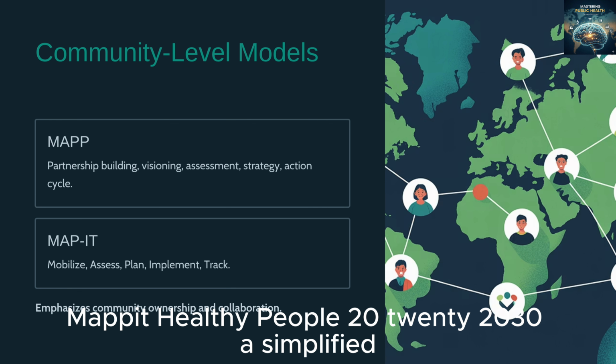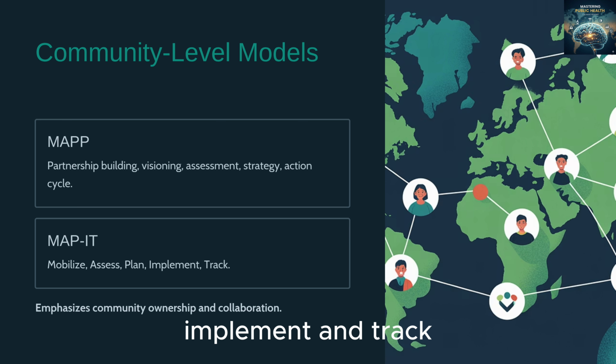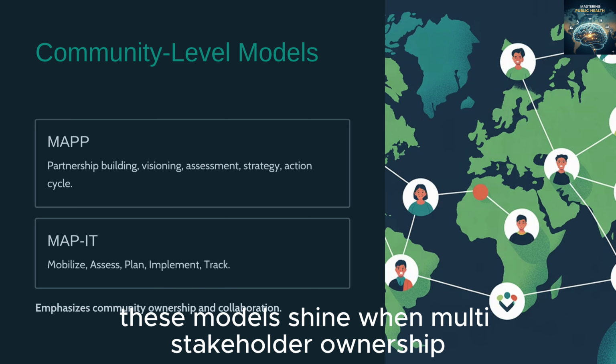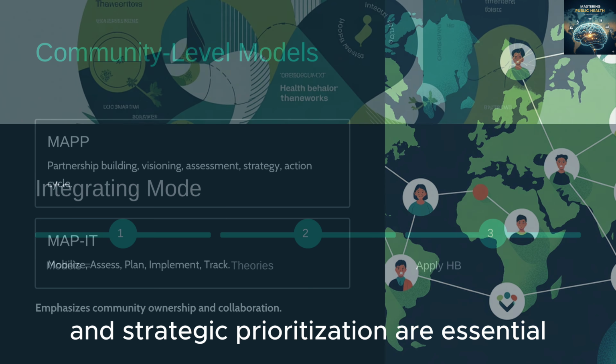MAP-IT, from Healthy People 2020-2030, a simplified, nationally aligned framework. Mobilize, assess, plan, implement, and track. These models shine when multi-stakeholder ownership and strategic prioritization are essential.